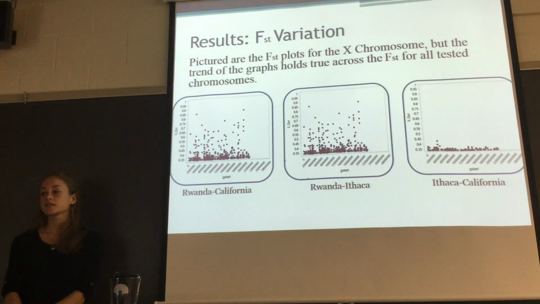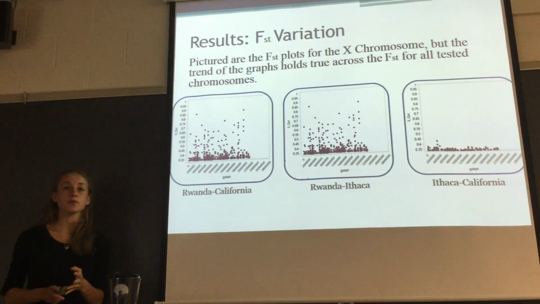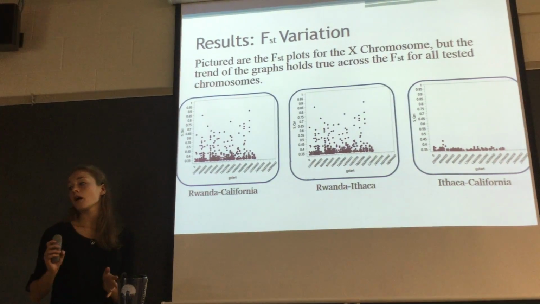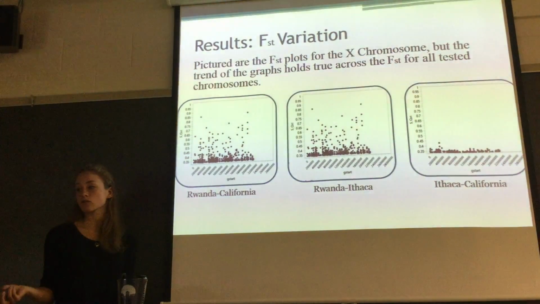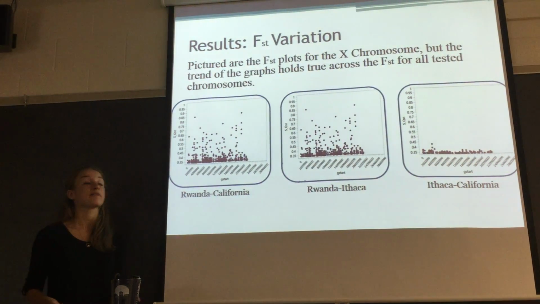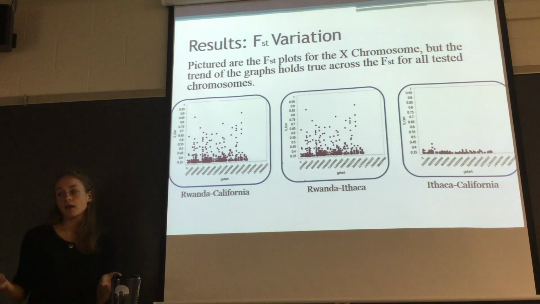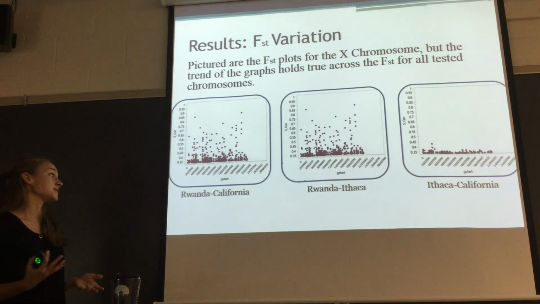So what were our results? Now, although we analyzed the X chromosome, the 2L, the 2R, the 3R, and the 3L, we had consistent results across all of them, and so only the X chromosome is pictured, but the trend of the graph is true for all of the FST values that we tested. And so if you look, you have the patterning we would expect to see.